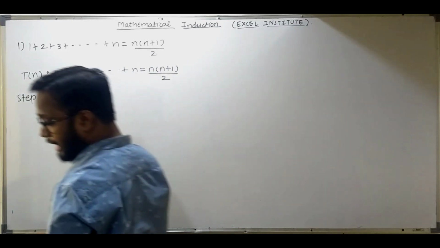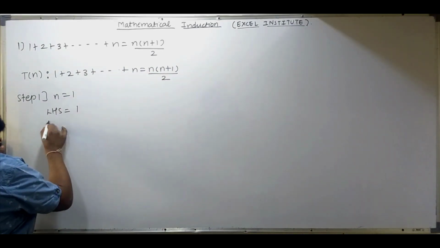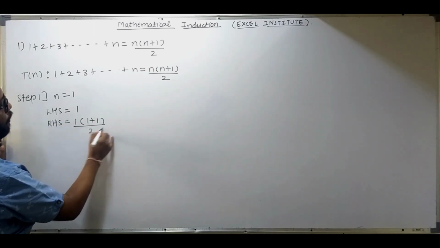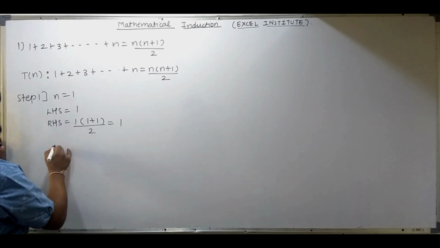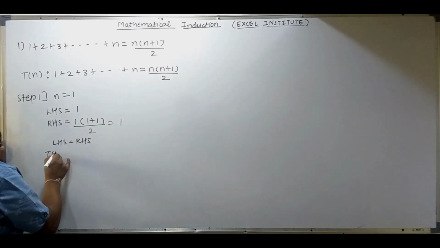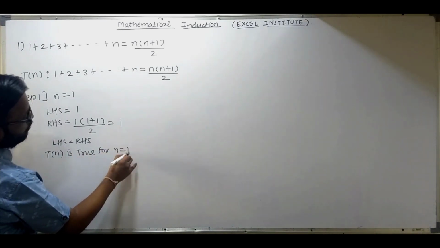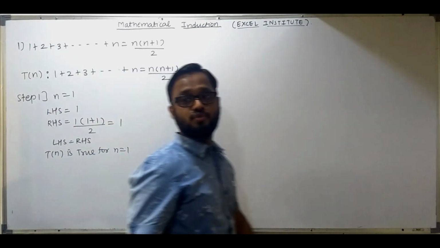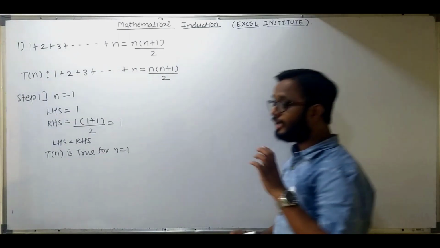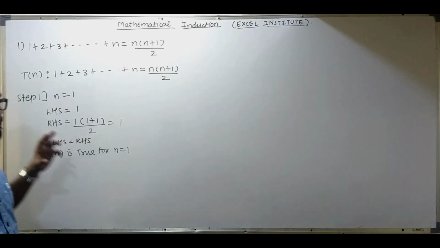What about the RHS? For RHS, we substitute n equal to 1 here: 1 into 1 plus 1 upon 2, so 2 by 2, which is 1. So LHS equals RHS. So T of n is true for n equal to 1. Till here you understood? Mathematical induction, each and every question is based on 3 steps. We need to follow 3 steps.